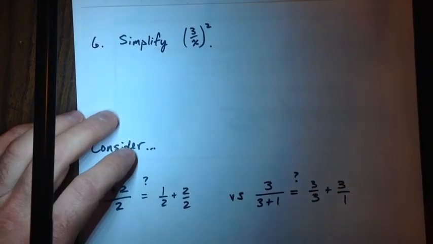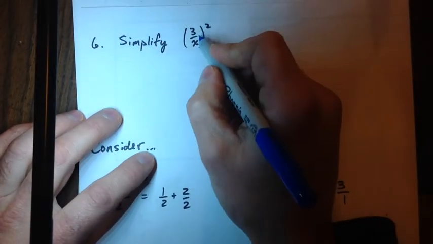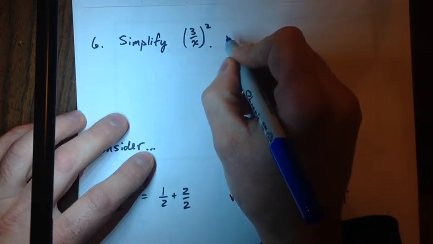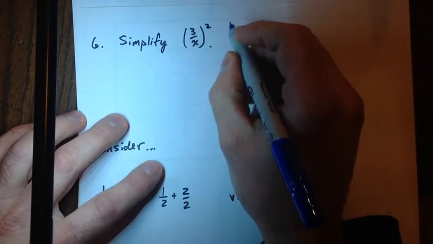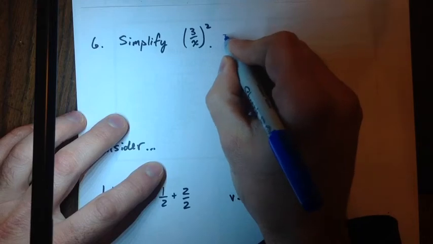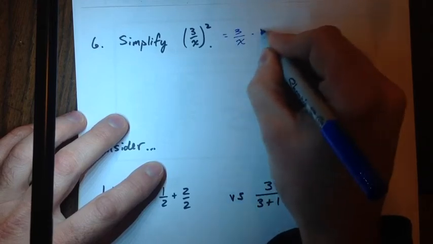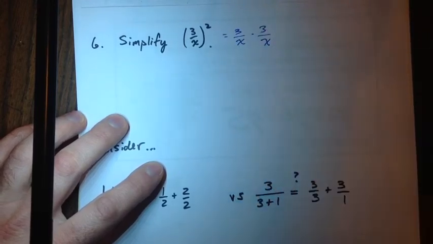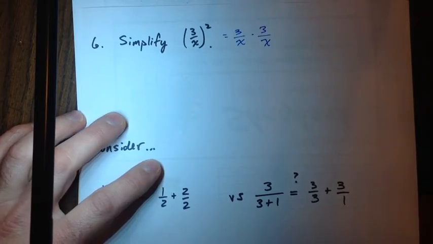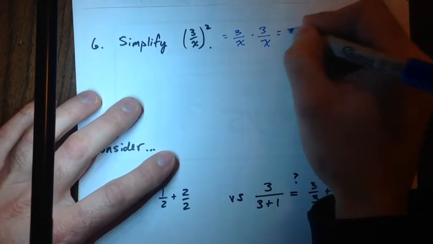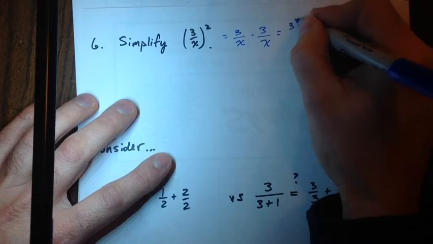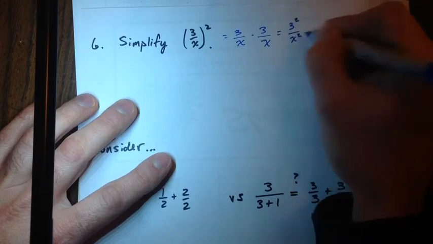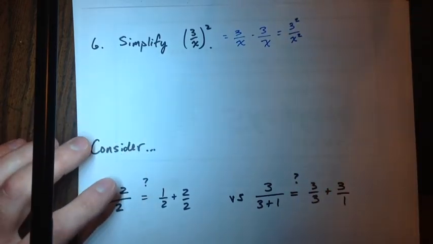Alright, two more things to consider. One, simplifying 3 over x squared. Hopefully you just recognize that's taking some number times itself, an exponent of 2. In this case, we could put them together. You might want to write 9, but for a moment I'm going to write 3 squared over x squared, because this is really what I'm interested in.